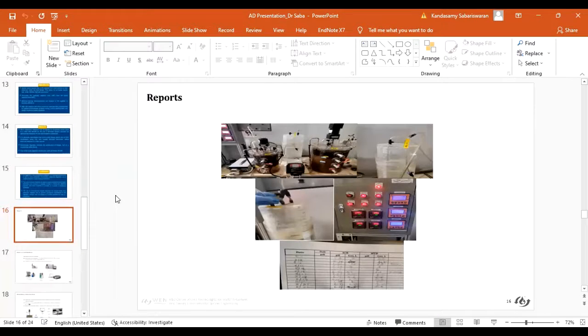This is the report we have generated in the last few weeks. The first one is the two-stage anaerobic system. This is ACR, and this is MTR. The left one is ACR, the acetogenic reactor, and the right one is MTR, the methanogenic reactor. We have also measured the gas volume daily, as well as pH and temperature, and then we note down the gas measurements in the notebook.